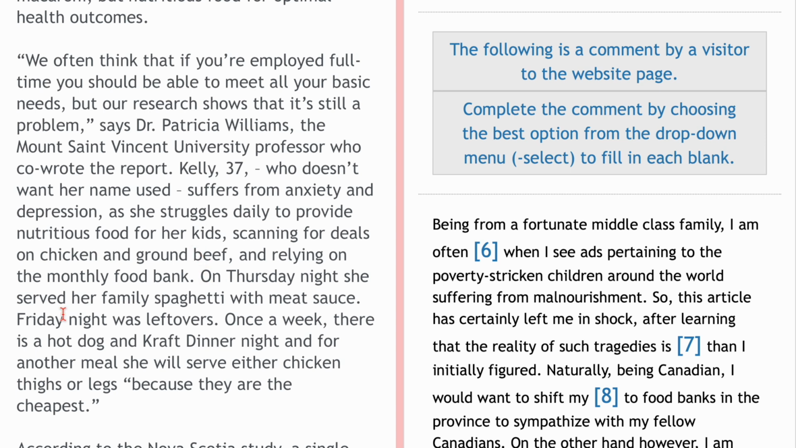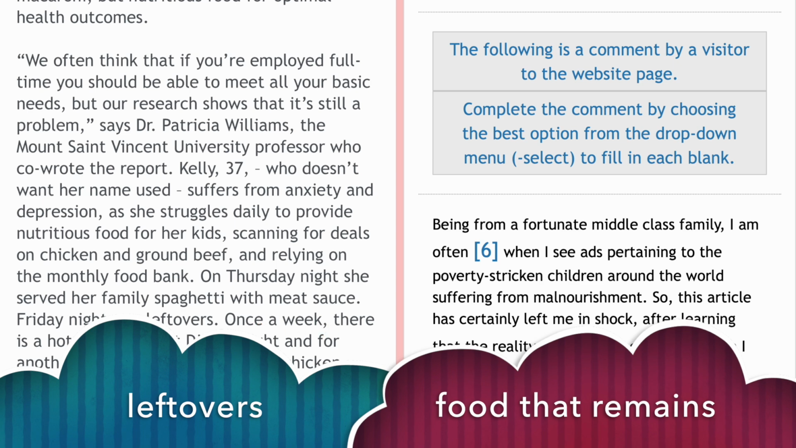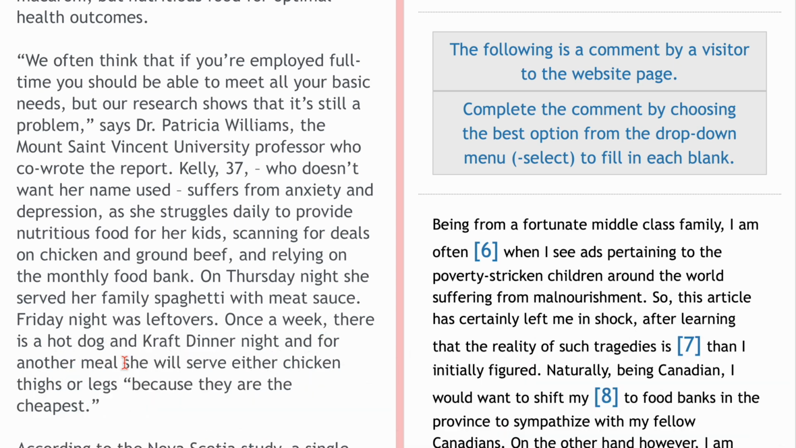On Thursday night, she served her family spaghetti with meat sauce. Friday night was leftovers, so food that remains. Once a week, there is a hot dog and craft dinner night, and for another meal, she will serve either chicken thighs or legs because they are the cheapest.